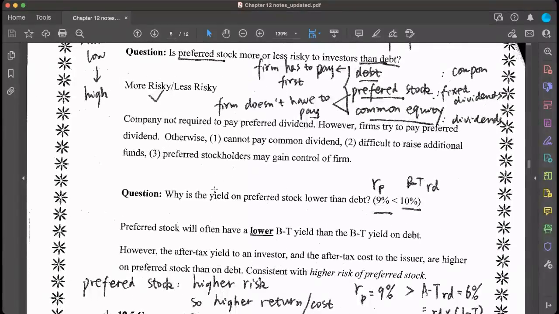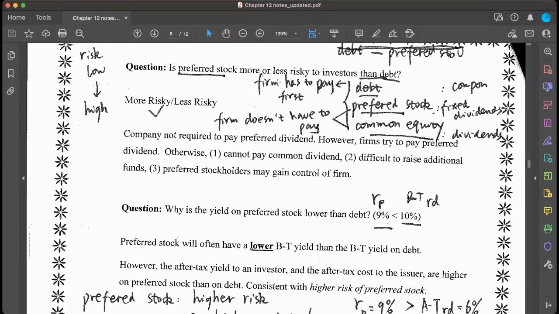Question: is preferred stock more risky or less risky to investors than debt? It is actually more risky. Okay, the risk level of these three assets, from low to high, we can order as: debt has the lowest risk, preferred stock has a risk level in between, and common equity has the highest risk. Okay, firms usually have to pay debt first.